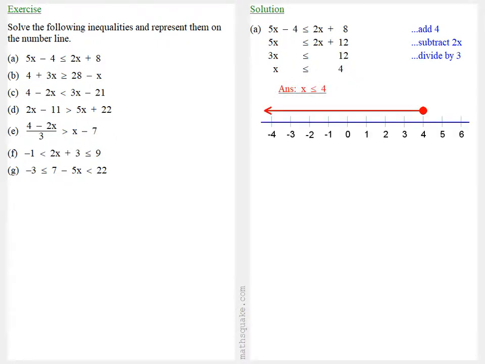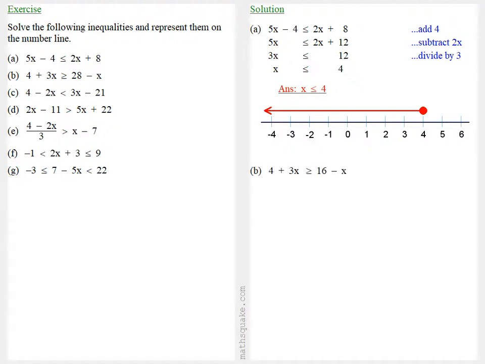Now we can represent that on the number line by drawing a dot above the 4. Now the dot is filled in because x can take the value 4. x is less than or equal to 4. And we draw an arrow to the left which shows that x can take any value below 4.